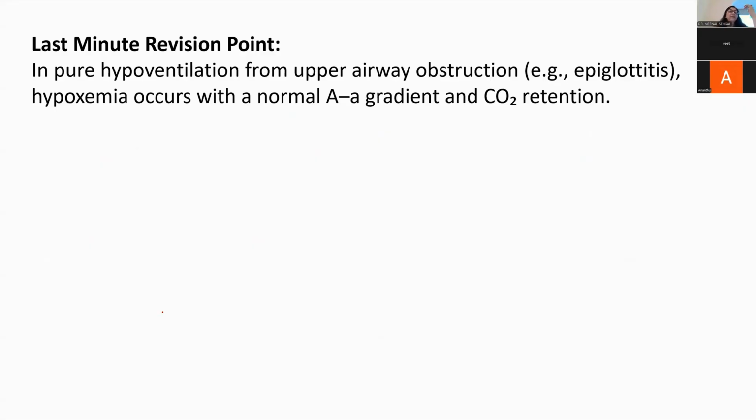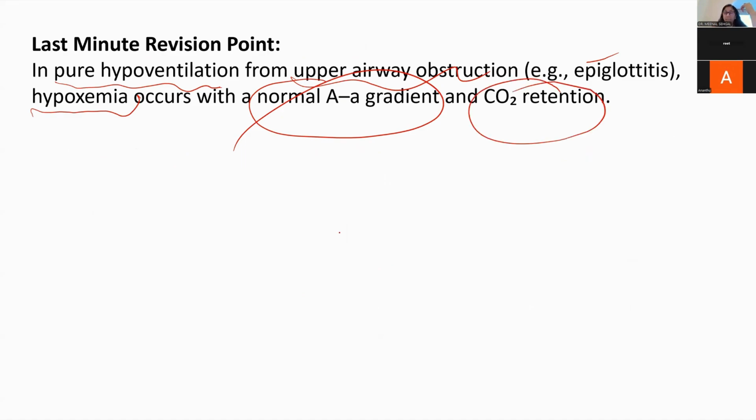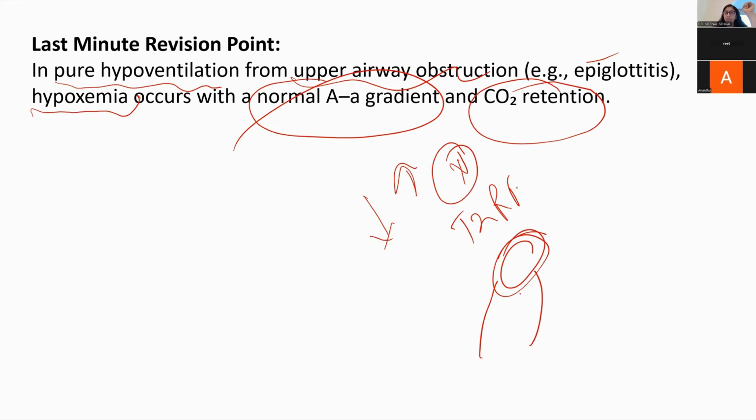So this is a pure hypoventilation picture because of upper airway obstruction, that is epiglottitis, tracheitis. Hypoxemia with CO2 retention but normal gradient, that is type 2 respiratory failure, is seen in upper airway obstruction, that is epiglottitis or tracheitis. So this much is clear. Let's move to the next question.